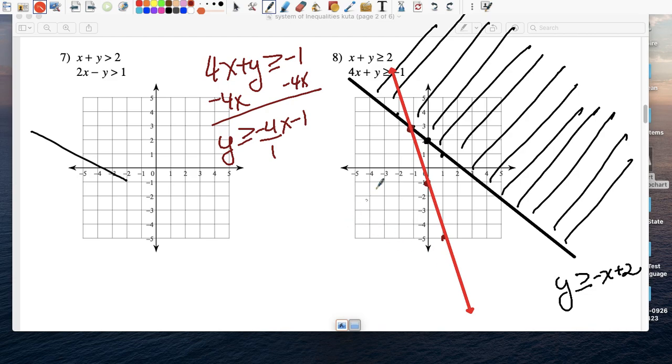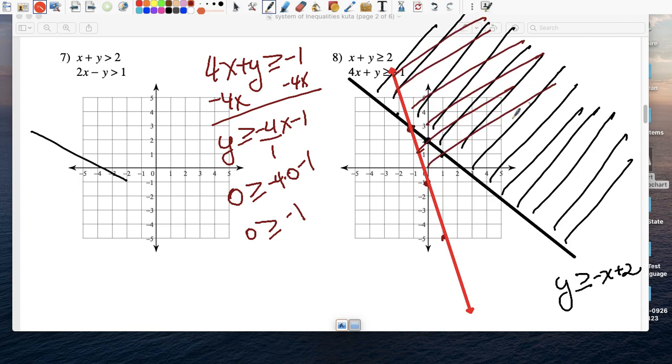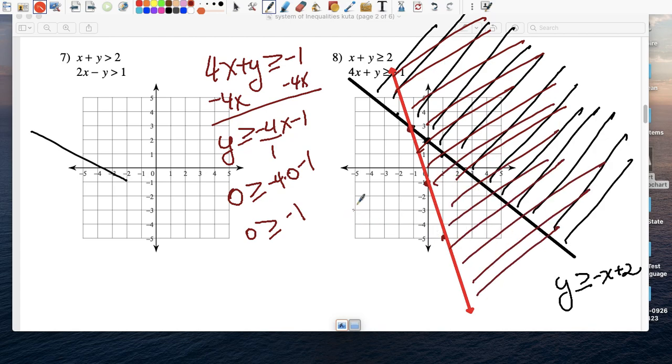Okay, now we need to see if we're going to shade up to the right of the red line or to the left. Let's pick the point 0, 0. We get 0 greater than -4 times 0 minus 1, and that's simply 0 is greater than -1, which is true. So where's 0, 0? To the left or right of my red line, it's to the right. So this is the solution to the second inequality. Notice that the solution to both inequalities is this area over here where both the red and black shading exist. So that's my solution.